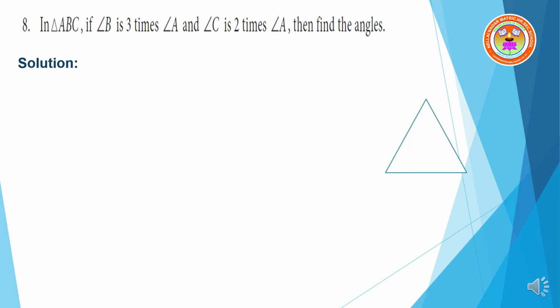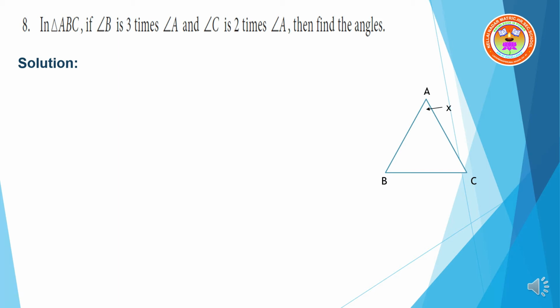Since triangle ABC is given, let us draw a triangle A, B and C. And it is given that angle B is 3 times angle A and angle C is 2 times angle A. So they have not mentioned what is angle A, but just a hint about the other two angles is given. So let us take angle A to be x. So let us mark it as x.